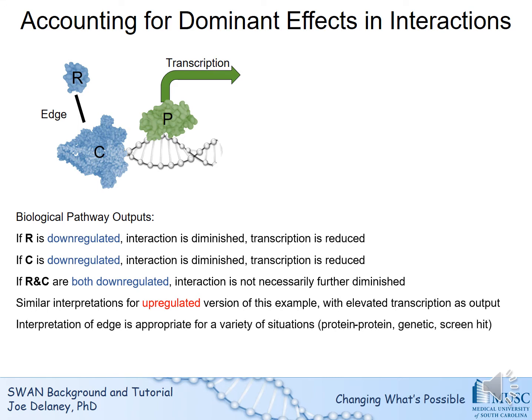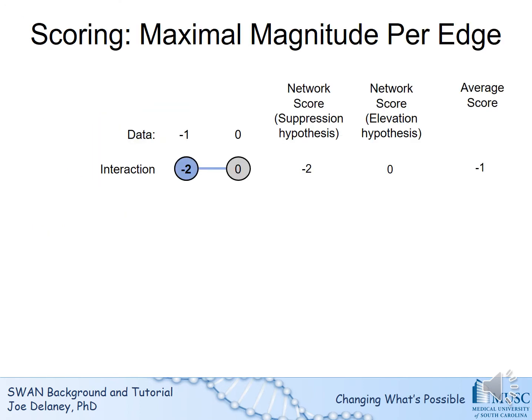So this edge is appropriate for many different situations: protein-protein interactions, genetics, or screen hits, and so it seems to be applicable in all cases we've tested so far on SWAN. All right, how does the math actually work out?